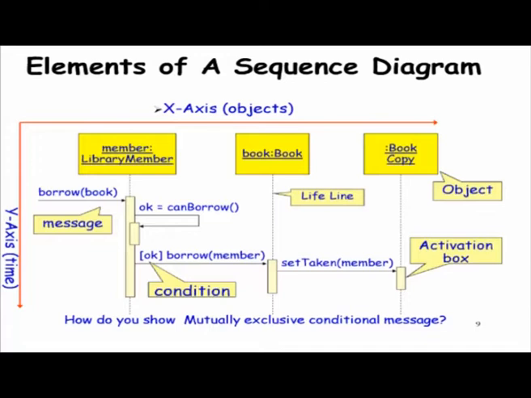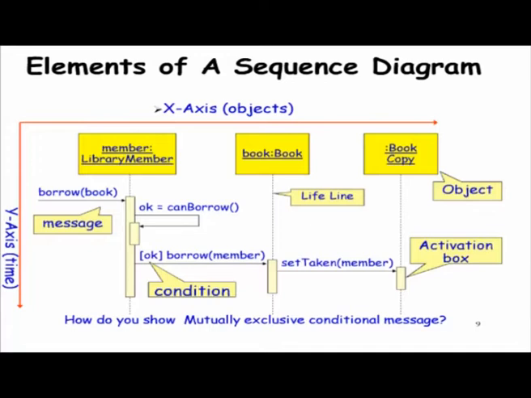The messages are sent to the object, or equivalently, method calls are invoked on the object, and that is represented by an arrow. There can be self methods, and this is the condition notation. The dotted line is the lifeline, and the rectangle on the lifeline is the activation. The diagram is read from the top to the bottom on the y axis.